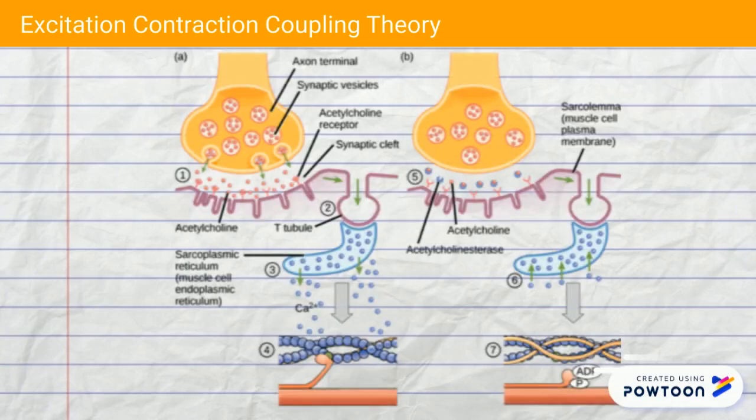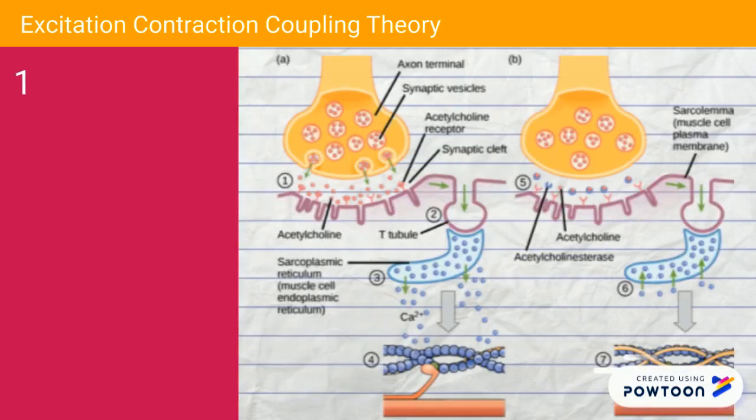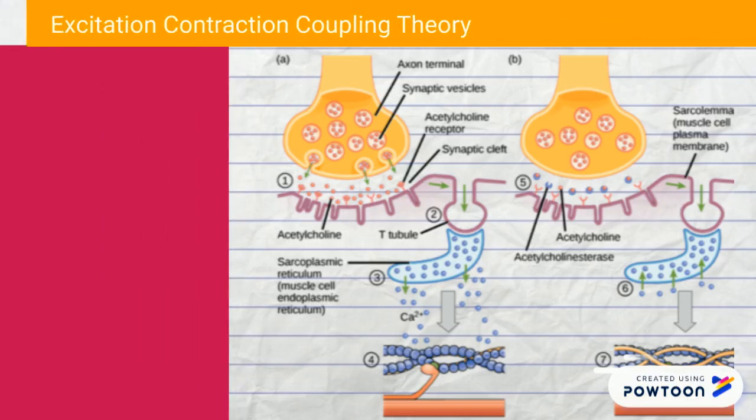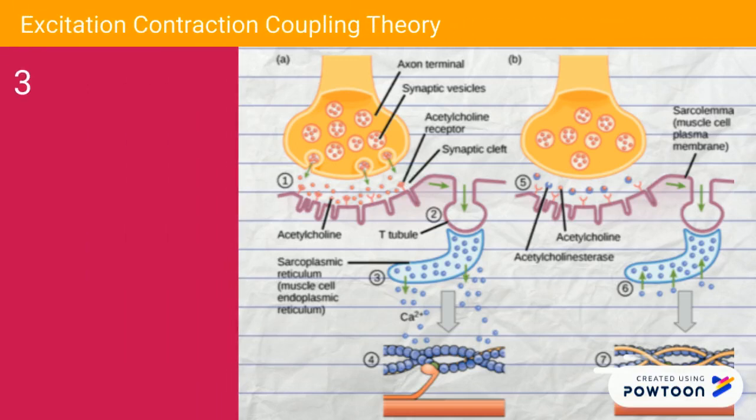The following diagram shows the excitation-contraction coupling theory in a skeletal muscle contraction. The first action to take place when starting an excitation-contraction is where the acetylcholine released from the axon terminal binds to the receptors on the sarcolemma. Then an action potential is generated and travels down the T-tubule. Calcium is released from the sarcoplasmic reticulum in response to the change in voltage. Calcium binds troponin and the cross bridges form between actin and myosin.